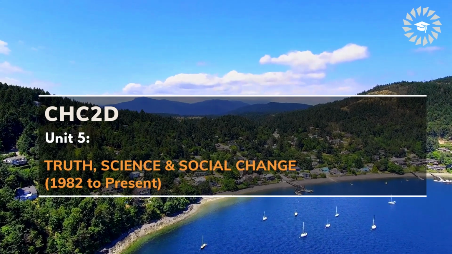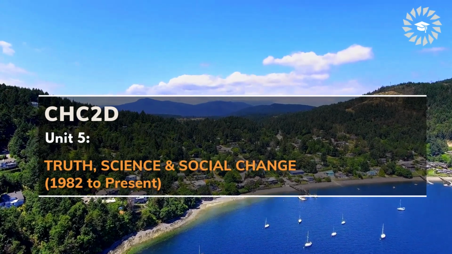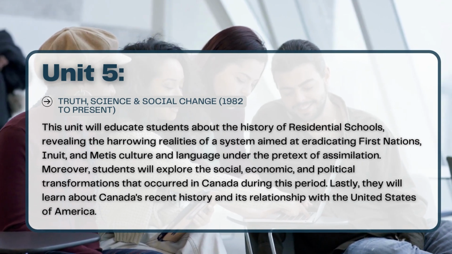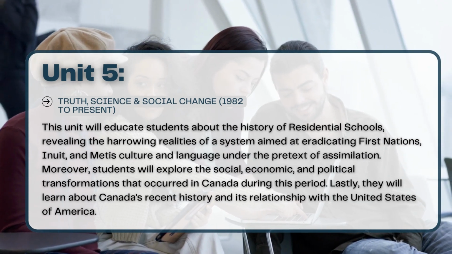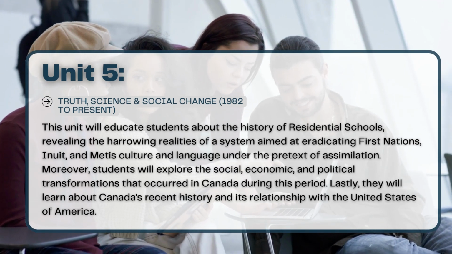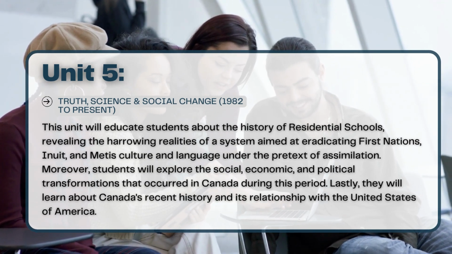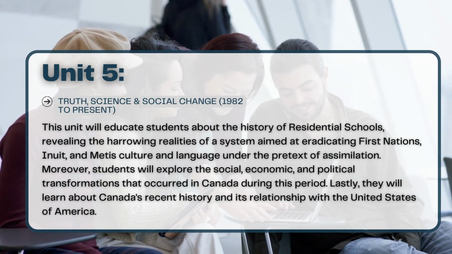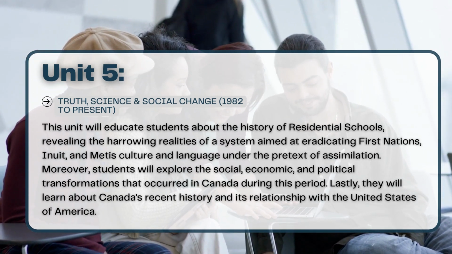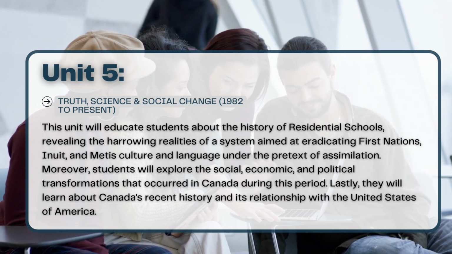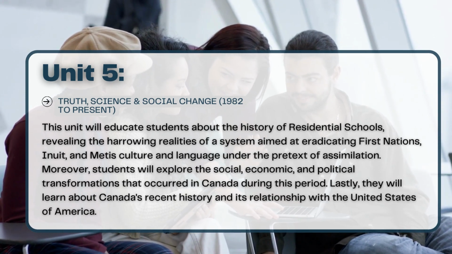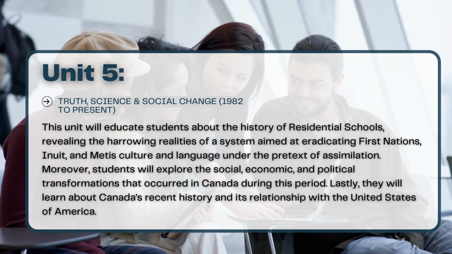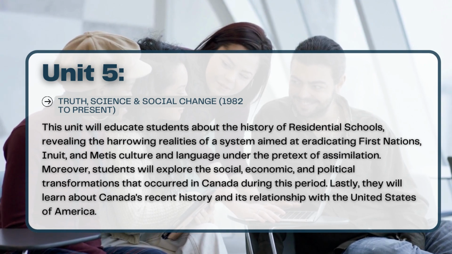Unit 5. Truth, Science, and Social Change, 1982 to present. This unit will educate students about the history of residential schools, revealing the harrowing realities of a system aimed at eradicating First Nations, Inuit, and Métis culture and language under the pretext of assimilation. Moreover, students will explore the social, economic, and political transformations that occurred in Canada during this period. Lastly, they will learn about Canada's recent history and its relationship with the United States of America.